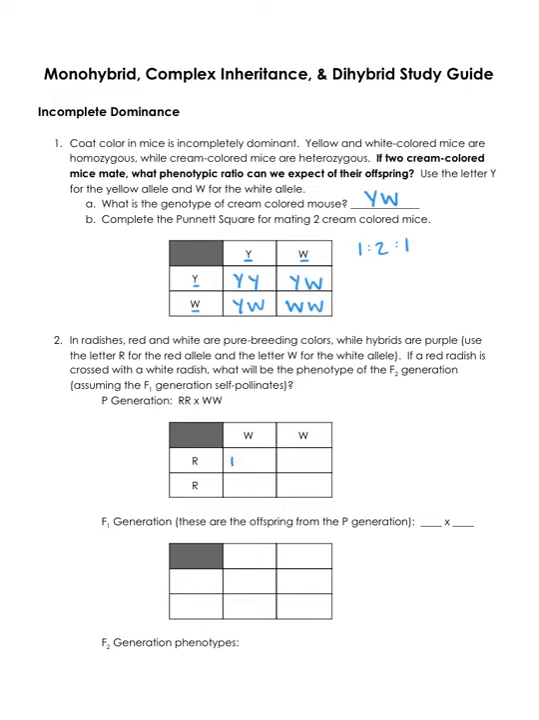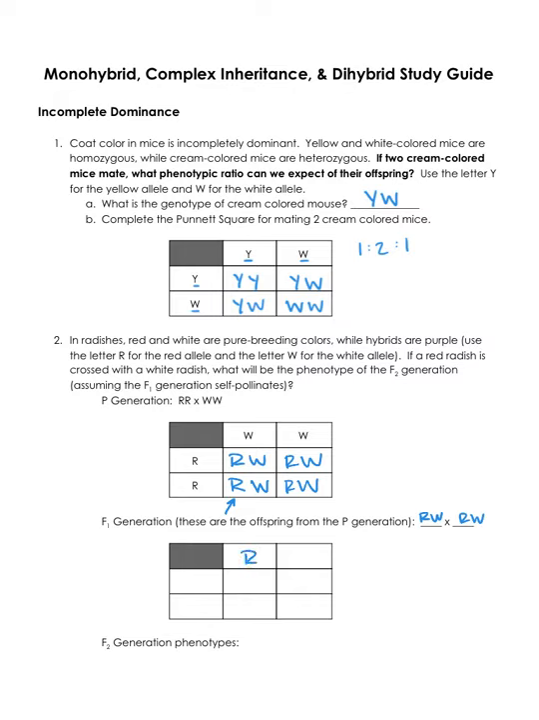So to fill out your boxes, you're going to have something that looks like this. And then we need to breed for F1 generation. The F1 generation is the generation that's in this box, and they're all RW. So we know the parents for the F1 generation are going to be RW crossed with RW. So now we can do a Punnett square for the F1 generation.